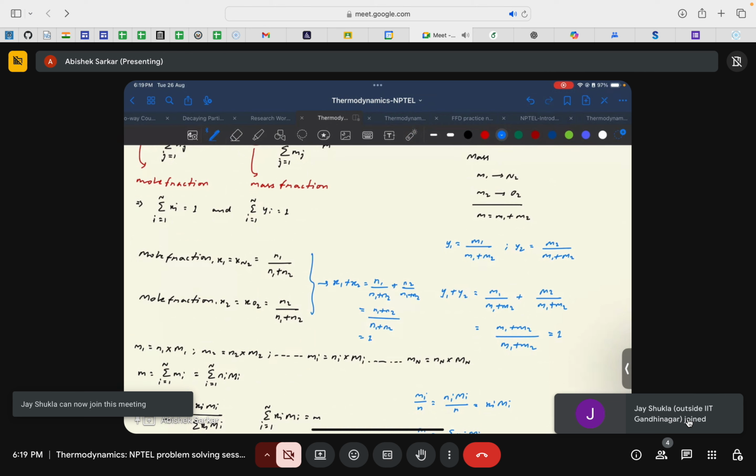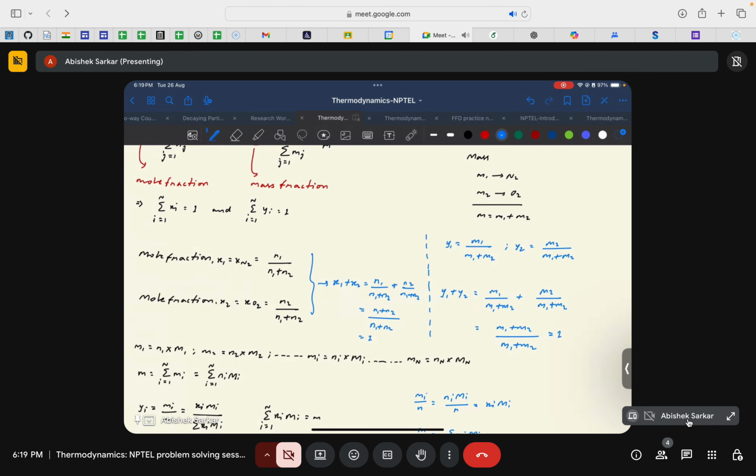A similar argument can be made for the mass fractions as well. y1 will be m1 by m1 plus m2, and y2 will be given by m2 by m1 plus m2. And if you sum both of them up, you will see that the total mass fraction of the mixture is equal to 1. So this is what is mentioned here. It's a generic form of representation.